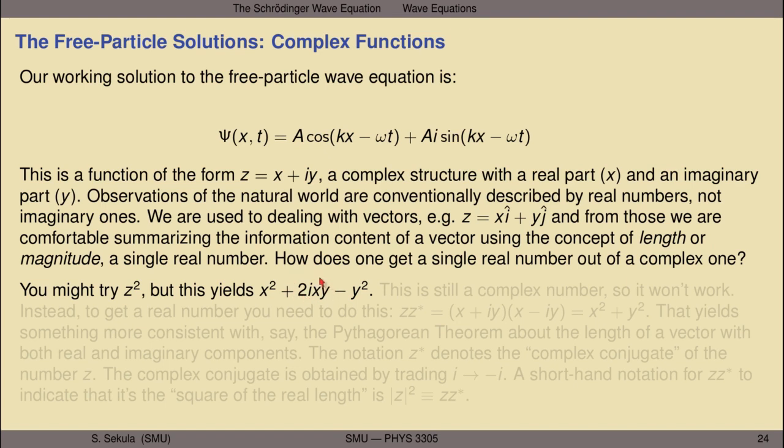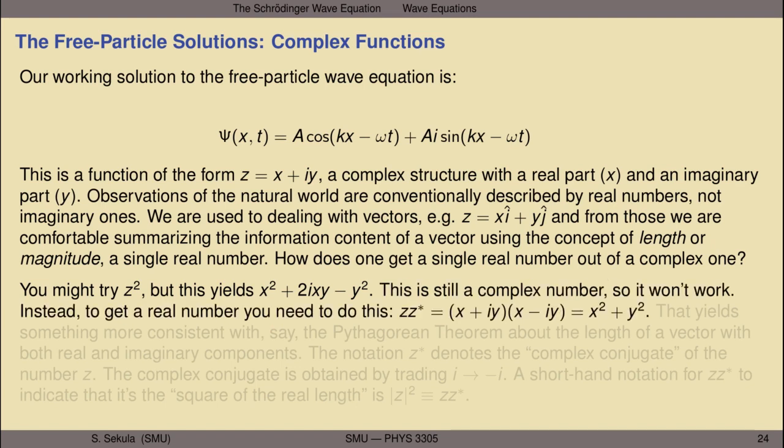If only we could get rid of that cross term, we'd be home free. We would actually recover something that looks weirdly like the Pythagorean theorem, with an x squared and a y squared term. This is almost a hypotenuse squared, but it's not real valued. So this may be the hypotenuse in some space, but it's not the hypotenuse in the real number space of measurement. Okay, so that won't work.